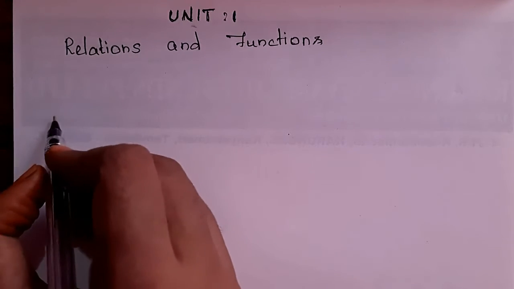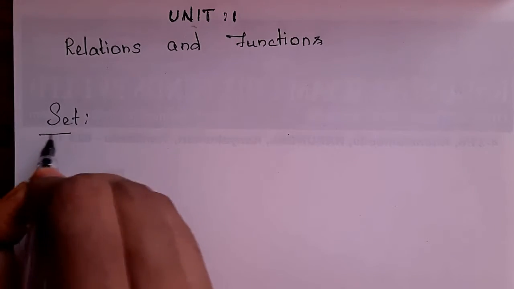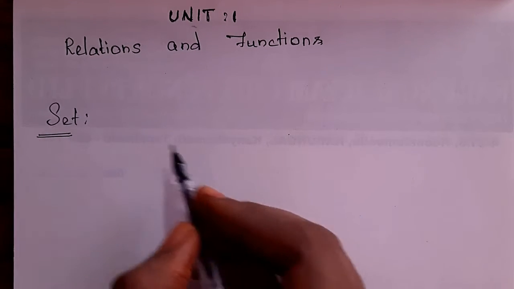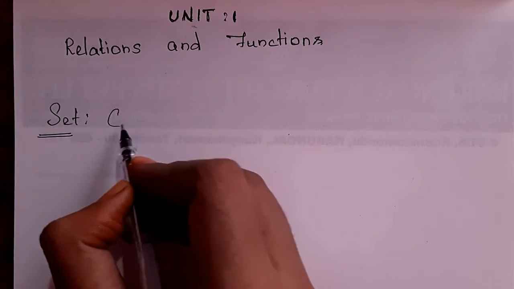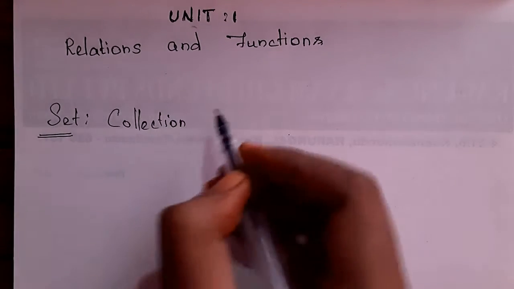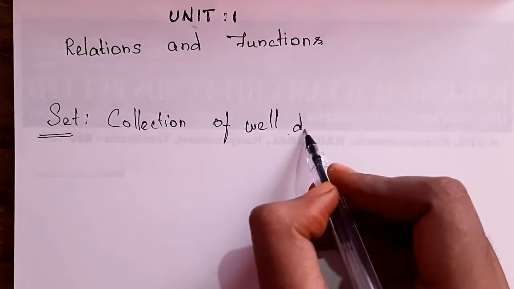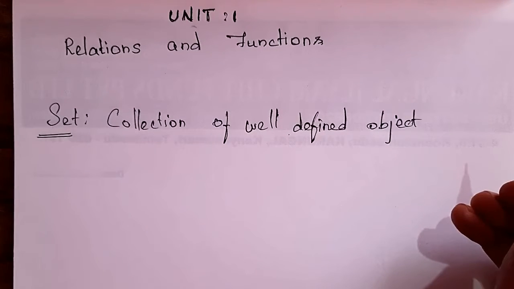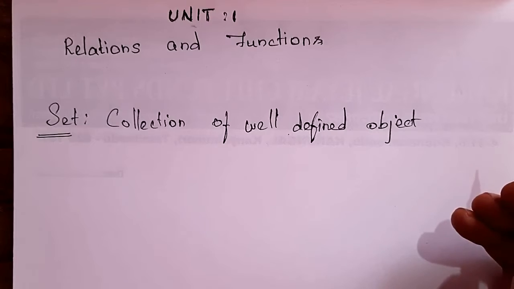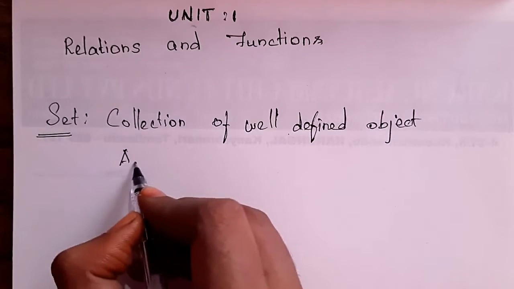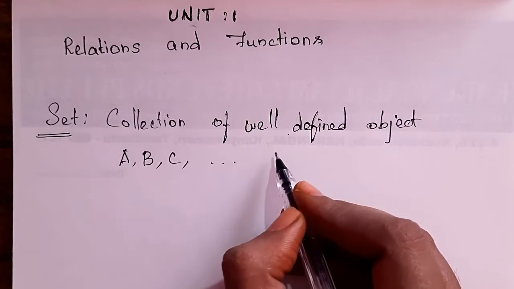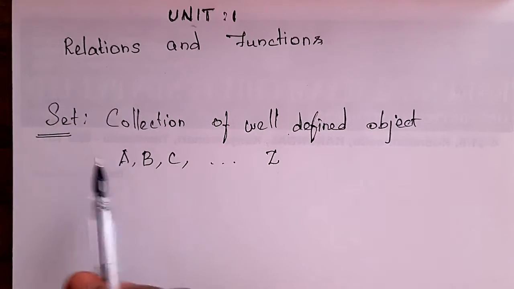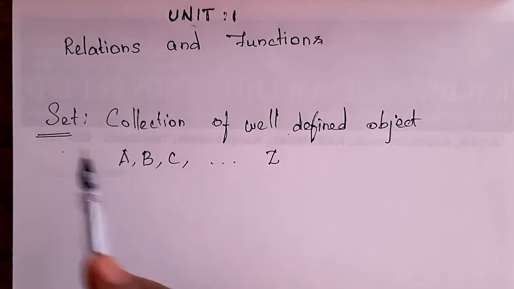So tell me, what is a set? I think you already learned that in the basic class. A set is a collection of well-defined objects. So there should be some rule in the set. How can you denote a set? Using capital letters like A, B, C, etc. up to Z. You can use any letter for a set. If it is a capital letter, that is a set.